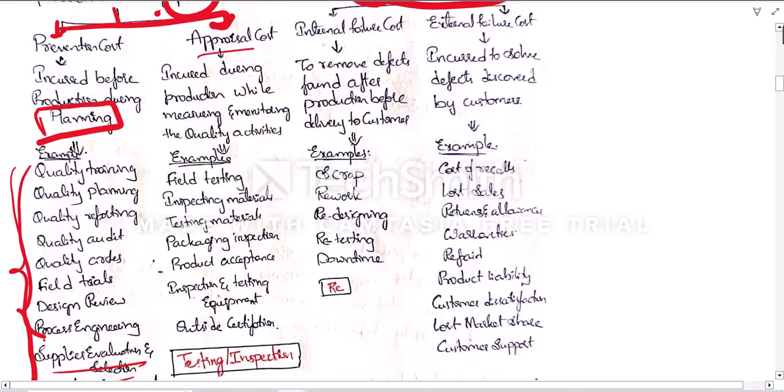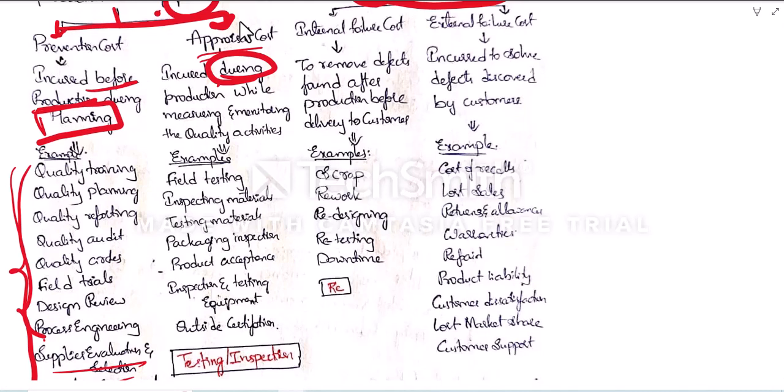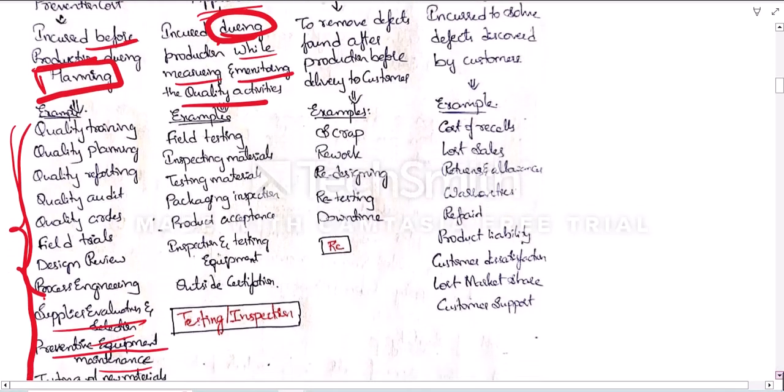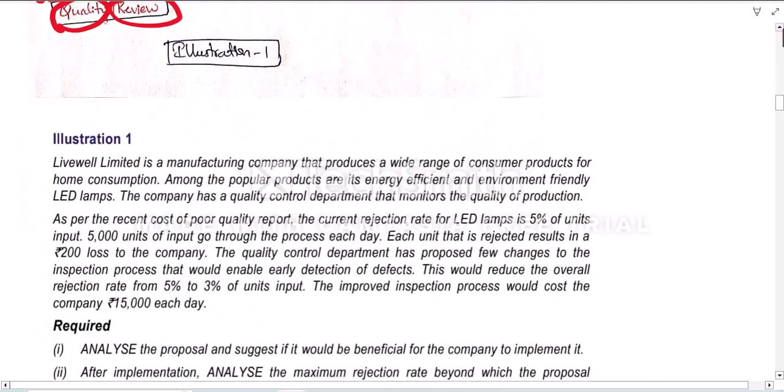And next, appraisal cost. Appraisal cost is incurred during the production. This is before the production, this is during the production. Why are we incurring this? To check whether the quality standards are met or not, measuring and monitoring the quality activities. To measure and monitor the quality activities, we will incur the appraisal cost, like checking the materials, inspecting the materials, all that.